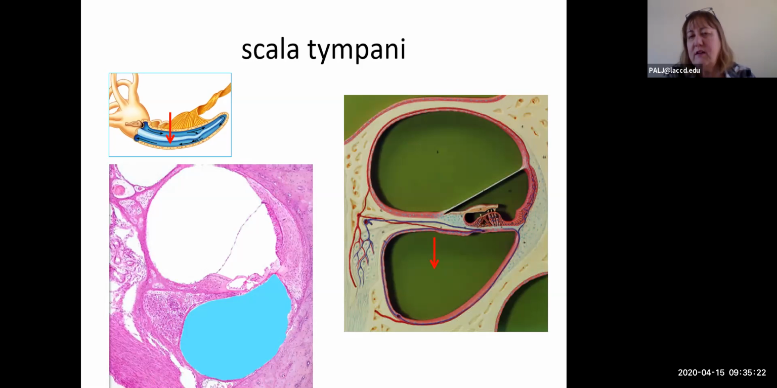Now, as far as trying to remember which one's on top and which one's below, just remember you put your vest, scala vestibuli, on top, and you put your pants, scala tympani, on the bottom. Okay, so when you're looking at the picture, how do you figure out if it goes this way or if it's upside down? You're going to look at the cochlear duct and you're going to see this structure, and this structure sits on the floor of the cochlear duct. So that's how you always can tell scala vestibuli on the top and scala tympani on the bottom part.